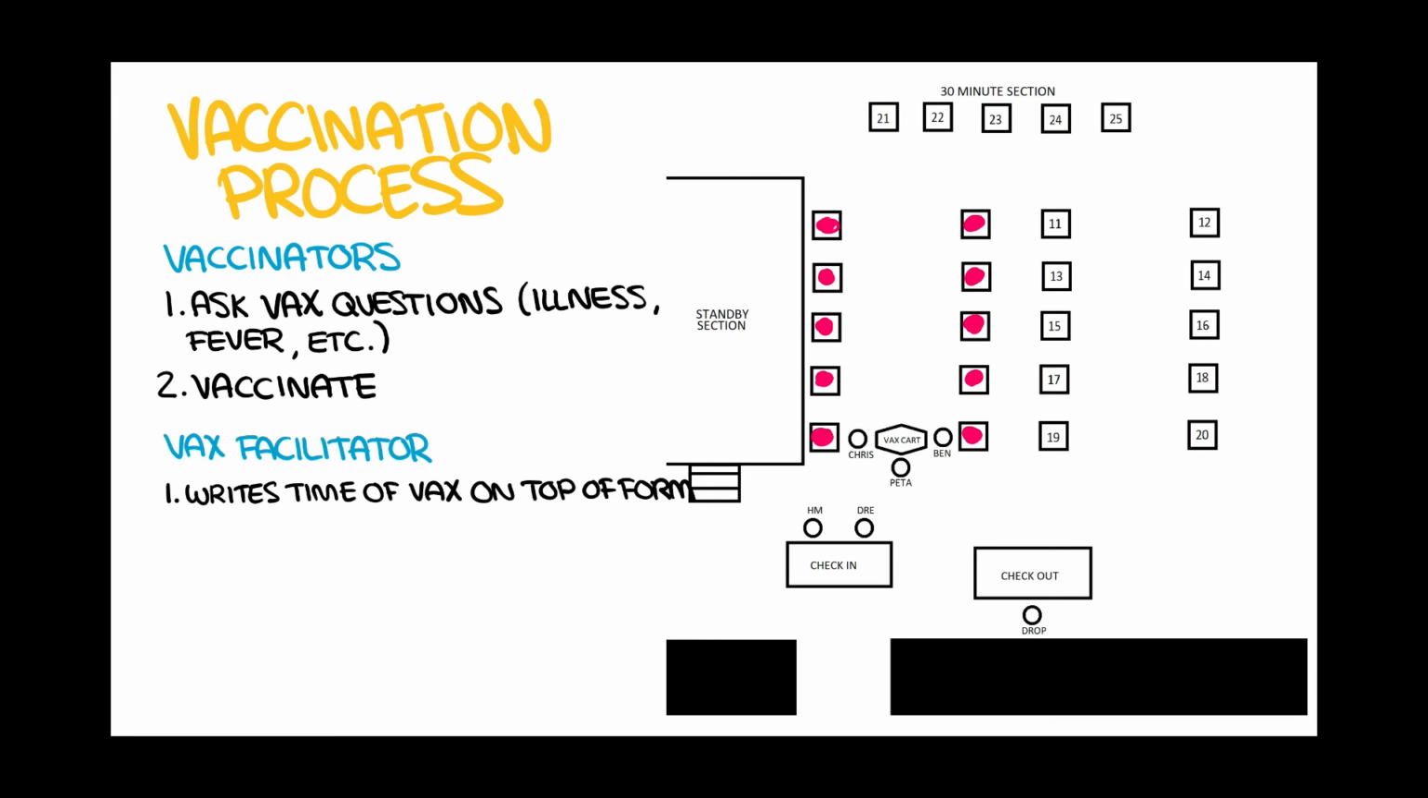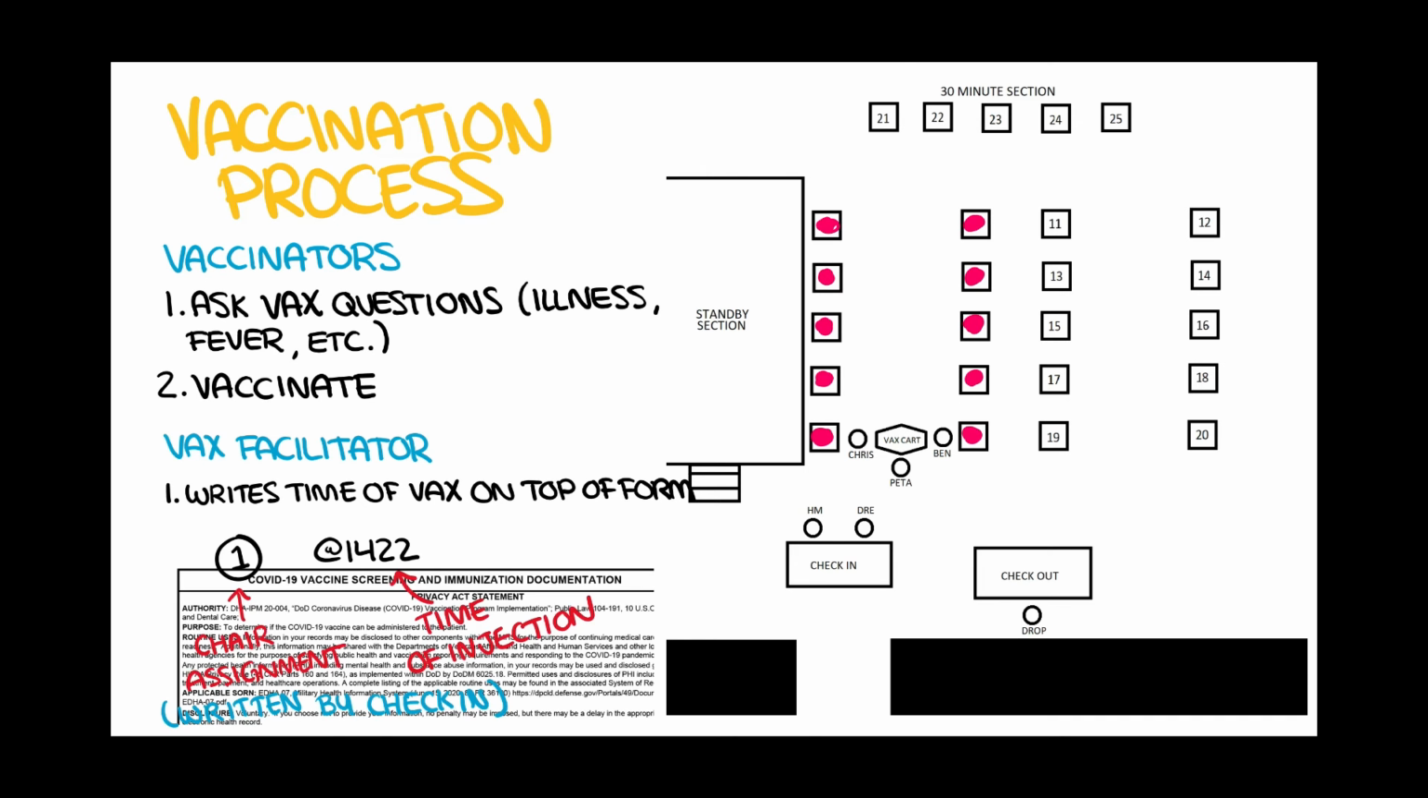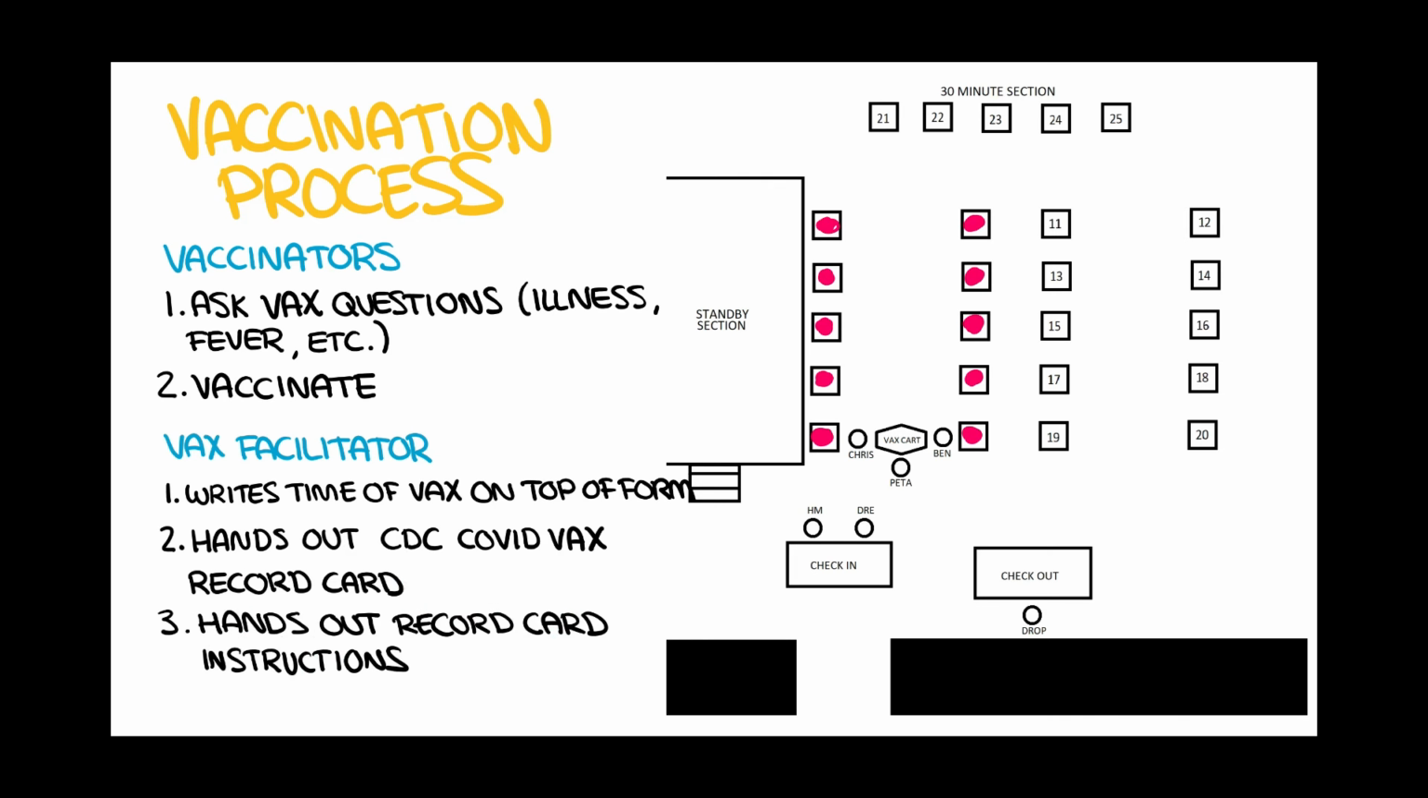Vaccinators are just going to ask questions. If they've been sick in the past 72 hours, if they've had a vaccine in the past 14 days, that sort of stuff. And then the vaccine facilitator is going to write the time of the vaccination on the top of the form. Notice that the chair assignment has already been written during check-in. So the Vax facilitator, which is PETA, she's just writing the time of injection.